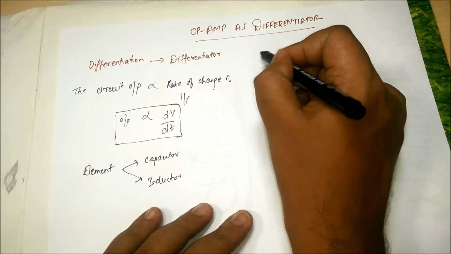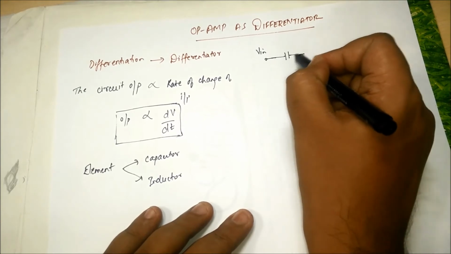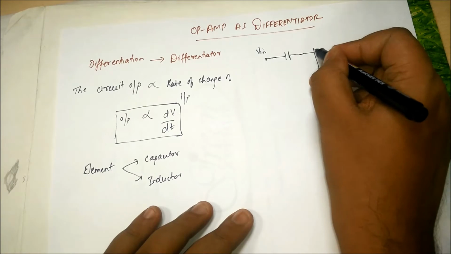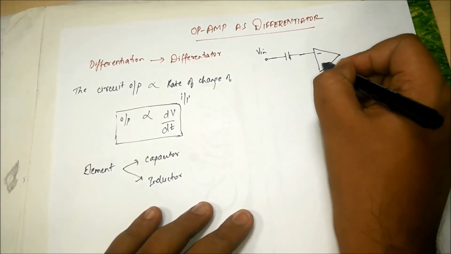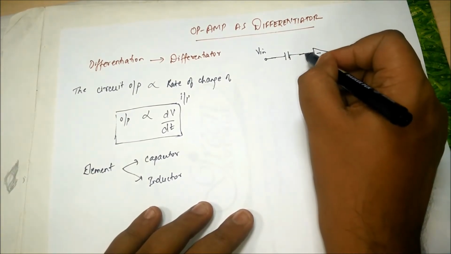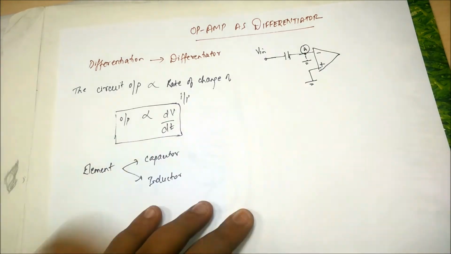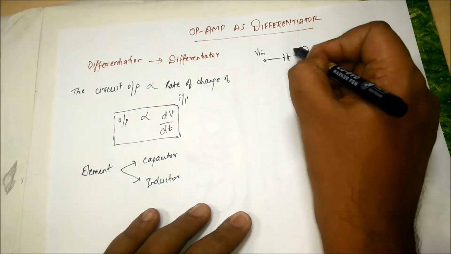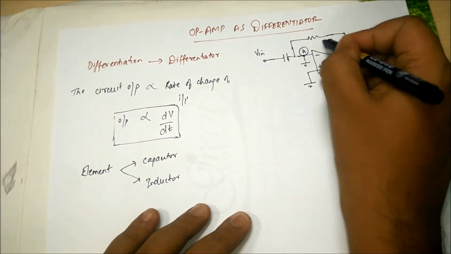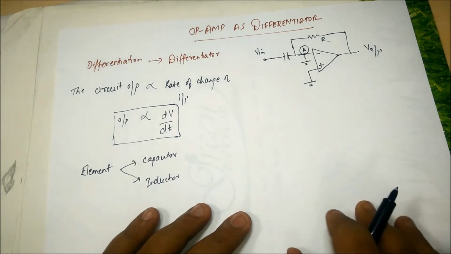So this is the circuit. We have my V input, and unlike the integrator, we have the capacitor in the series path. And this is applied to the inverting terminal. The non-inverting terminal is grounded. So if the non-inverting terminal is grounded, by default this becomes virtual ground. Let's say this is node A, and in the feedback path I have a resistance R, and this is my V output. Now let's analyze the scenario.